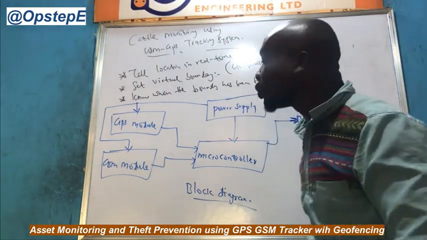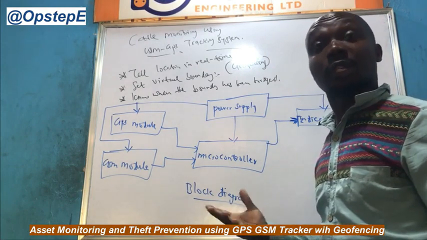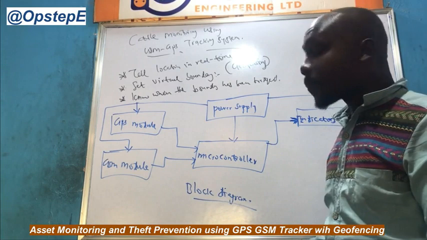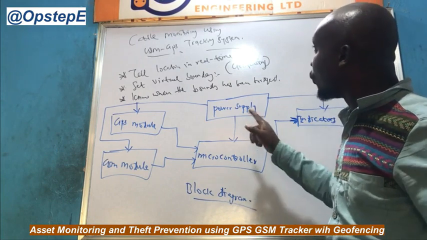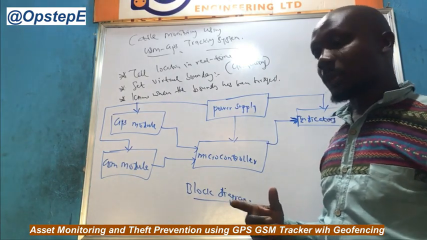Although there are other things we should be able to do. Don't forget that part of what the system should also do is allow us to query the system to ask for location. Which means we should be able to query the system for real-time location via SMS. Does that make sense?